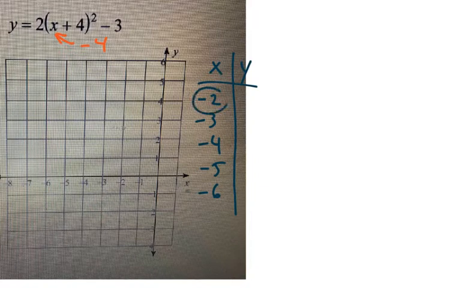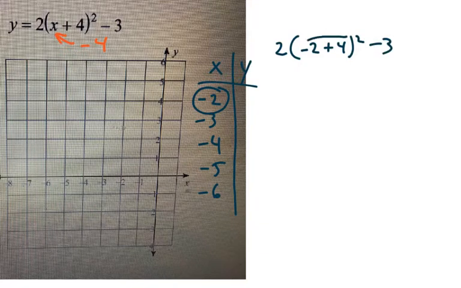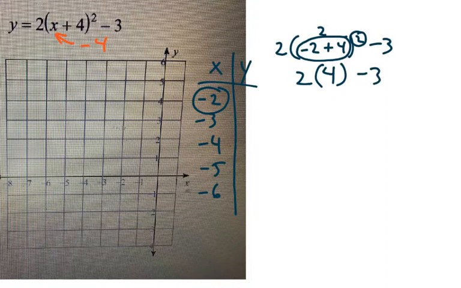And now I'm just going to start plugging in the numbers. So when I plug in -2, notice 4 minus 2 is 2. The square makes it a 4. I now times by 2, because we always multiply after we do the exponent, right? And we're going to minus as well. So 8 minus 3 is 5. By symmetry, I know -6 is 5 as well.